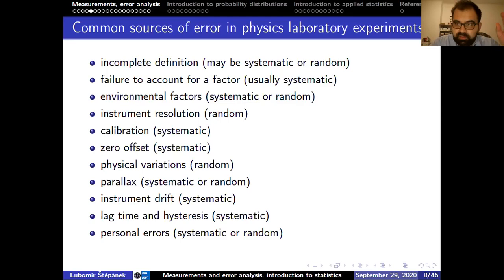Failure to account for a factor. It's typical for beginners in physics, in applied physics. It means that you can try to define your experiment, your measurement, very well. You can try to design the experiment very well. It's okay, but still, due to the lack of some theoretical knowledge in physics, we fail to consider some of the factors which could influence your final measurements, and it usually leads to systematic errors.